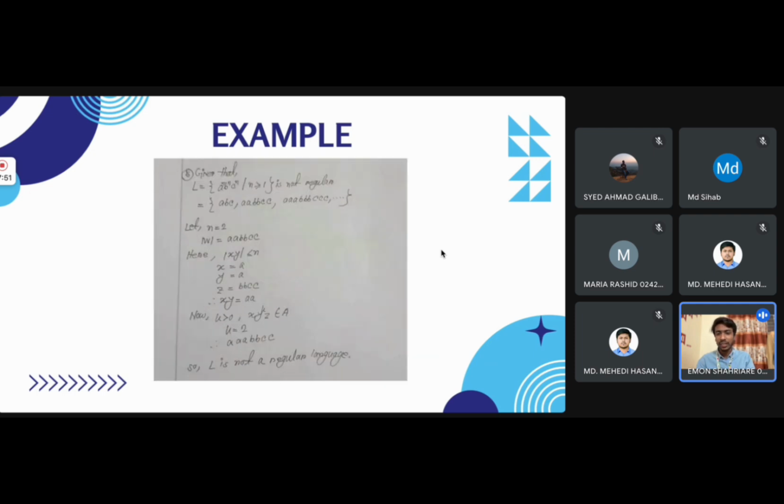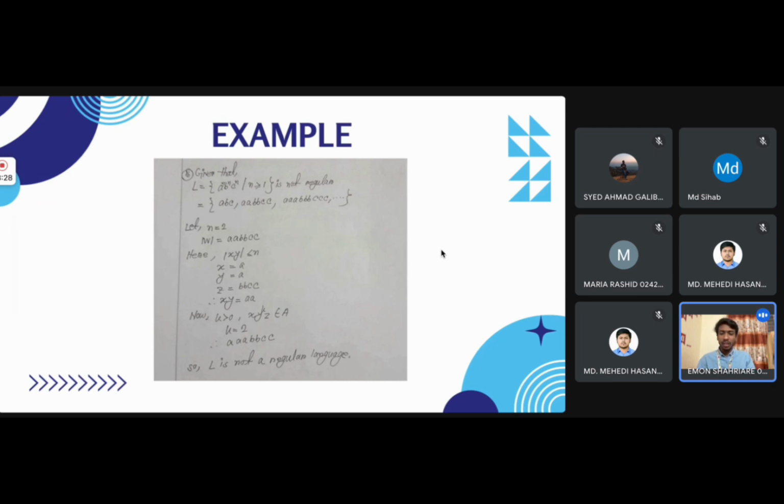Here is the second example. L equals a to the power m, b to the power n, and c to the power n, where n is greater than or equal to 1, is not regular. So we assume L equals abc, and continue this process. Let n equal 2. Here w equals a, b, b, c, c. Here the length of xy is less than or equal to n. Here x equals a and y equals a. Here z equals b, b, c, c.